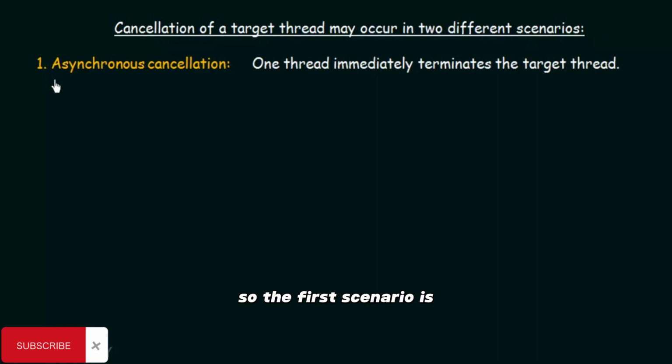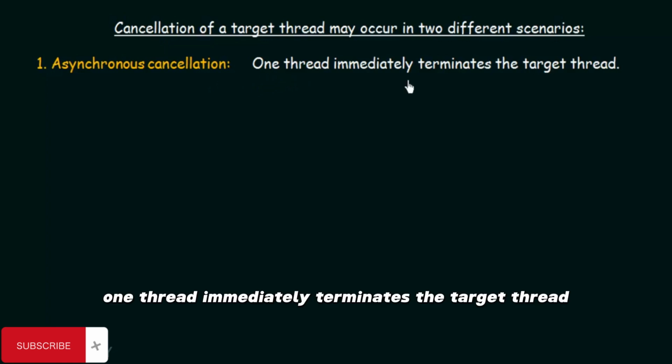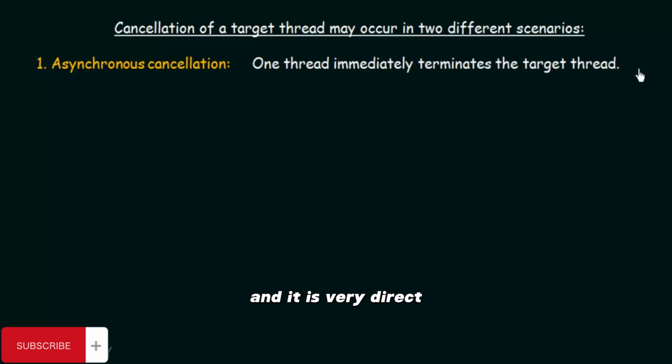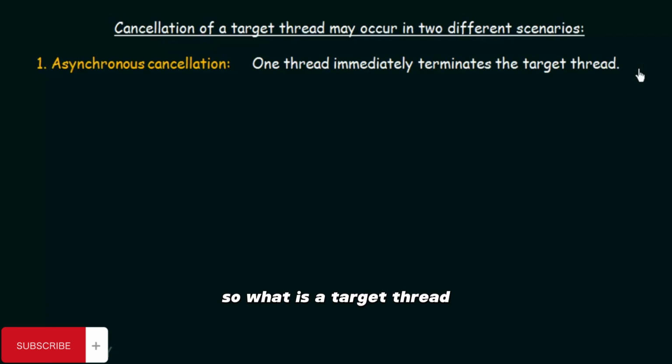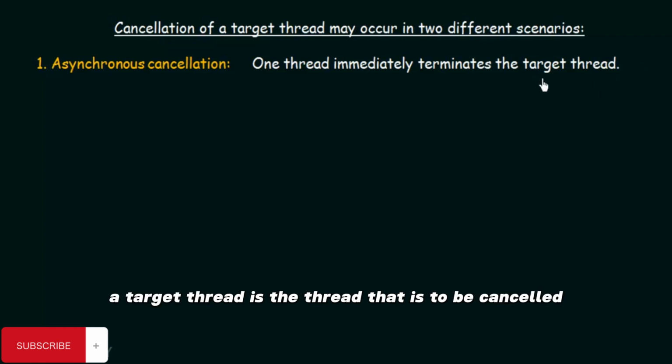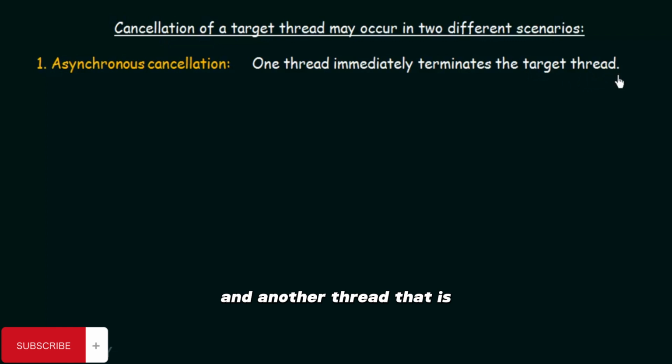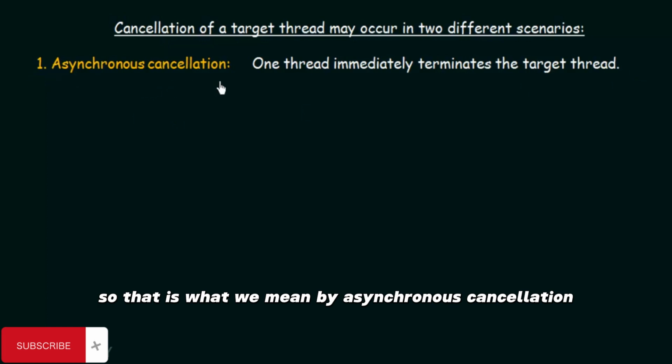The first scenario is asynchronous cancellation. In asynchronous cancellation, one thread immediately terminates the target thread. This is very straightforward and very direct. What is a target thread? A target thread is the thread that is to be canceled, and another thread that is going to cancel that target thread immediately cancels it. This target thread is like a victim which has no power. When some other thread cancels it, it has no other choice than to be canceled. That is what we mean by asynchronous cancellation.